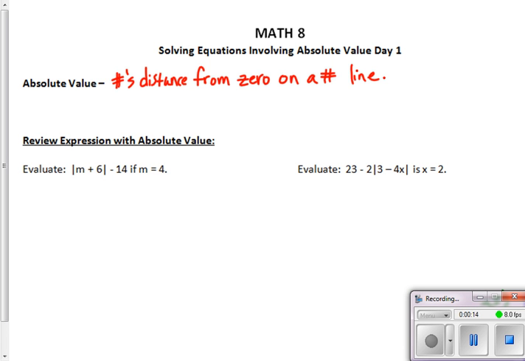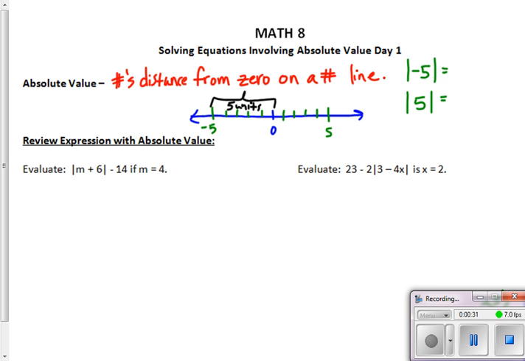The notation for absolute value would be something like this. This is saying the absolute value of -5. This is saying the absolute value of 5. That is the distance from 0, so how many units away it is on a number line. So -5 would be 5 units from 0, so the absolute value of -5 is 5. Same here. 5 is 5 units from 0, so the absolute value of 5 is 5.